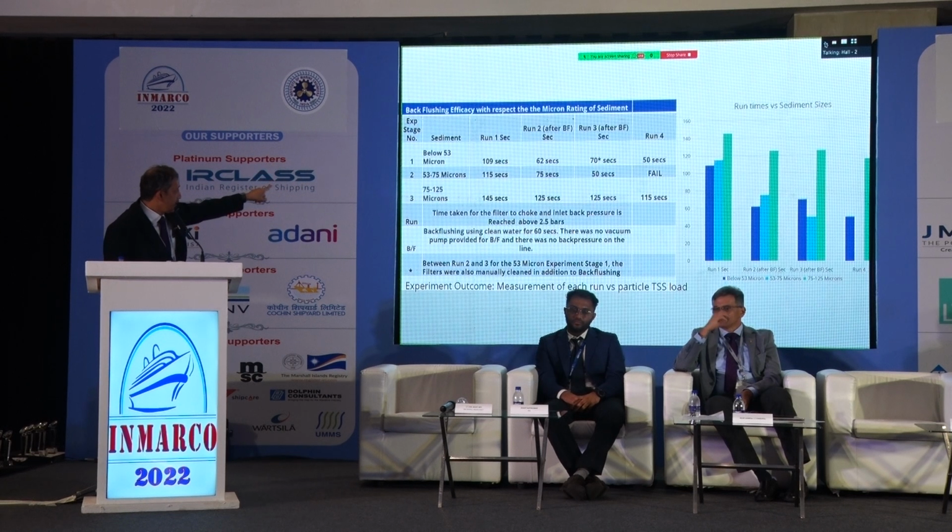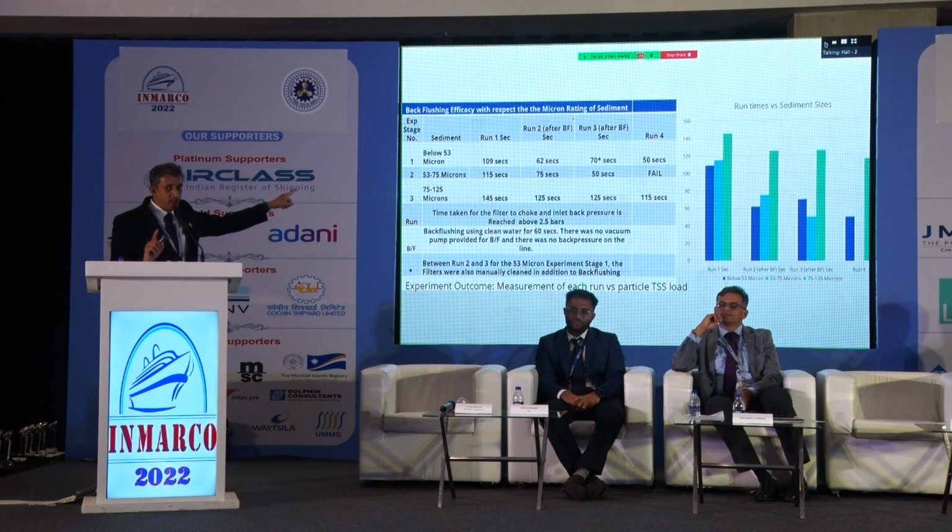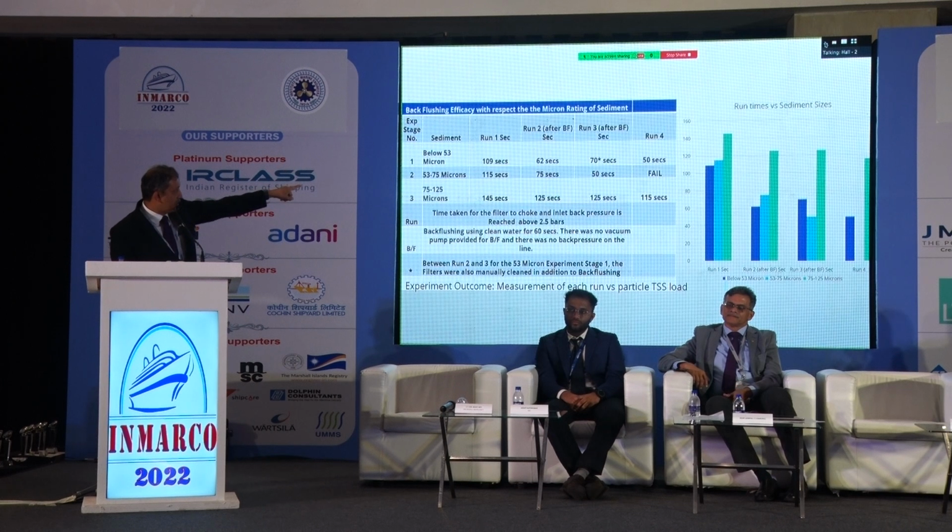You can see 53 micron, below 53 micron, 109 seconds it ran before it choked. Second run, it ran only for 62 seconds before it choked. Third run, it ran for 70 seconds. You can see I cleaned the filter. And fourth run, 50 seconds. So after each backflush, the efficiency did not improve. The interval between backflush was only coming closer.